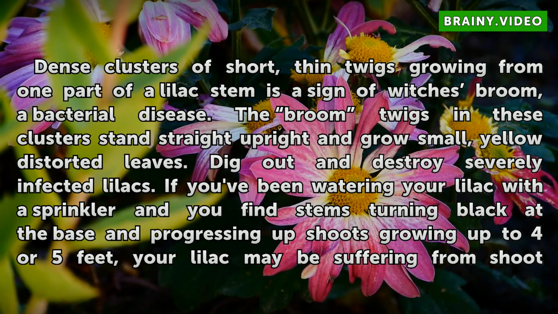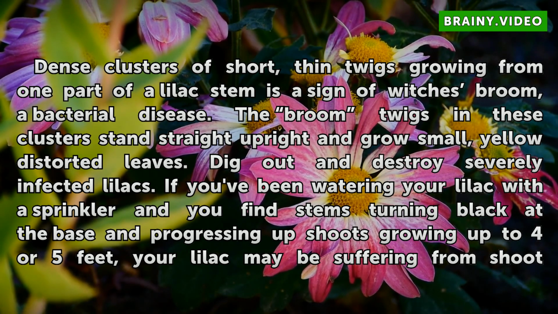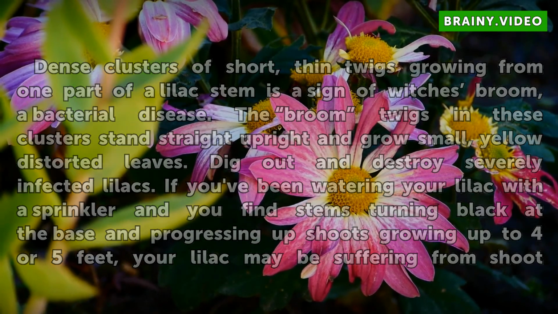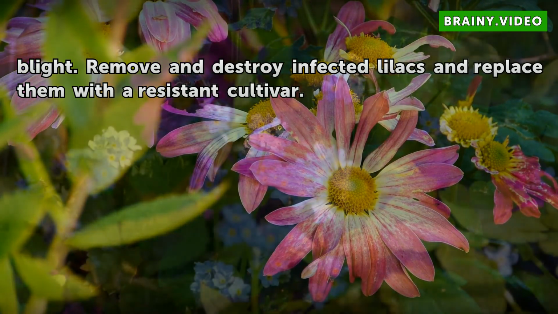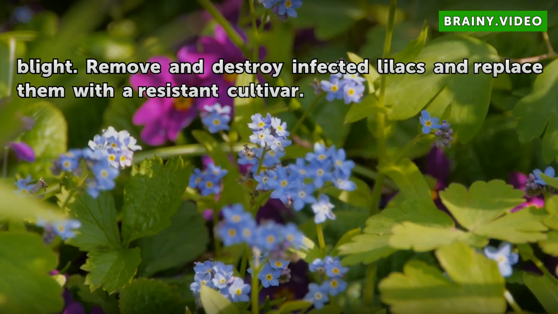If you've been watering your lilac with a sprinkler and you find stems turning black at the base and progressing up shoots growing up to 4 or 5 feet, your lilac may be suffering from shoot blight. Remove and destroy infected lilacs and replace them with a resistant cultivar.